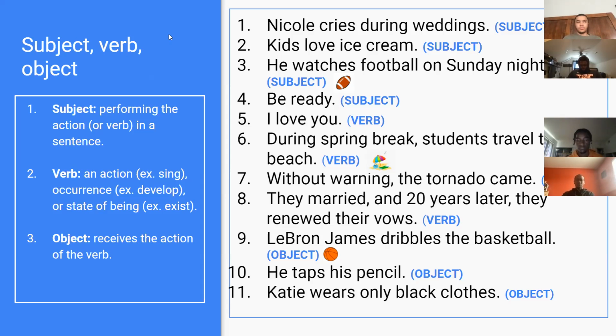So Caleb, kids love ice cream. What's the subject?